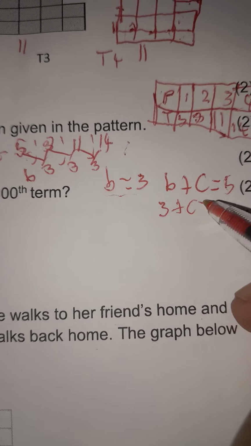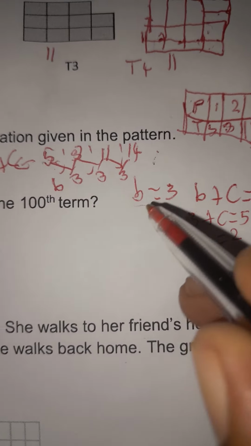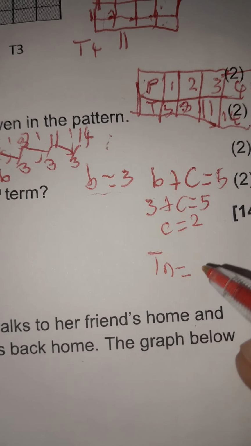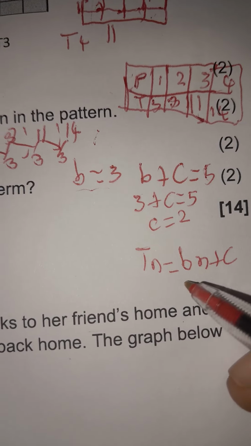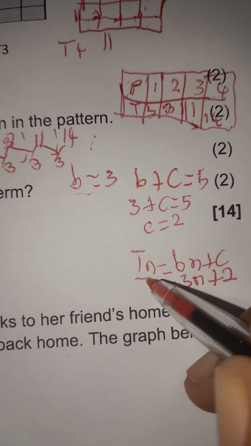So since it's 3, we are going to say B plus C. The first term is 5 there, so you place 5 here. Where there's B, you substitute 3. So it's 3 plus C, which equals 5. Then make C the subject. 5 minus 3 will be 2. So your general formula Tn, which is Bn plus C, will be 3n plus 2. So this is the general formula.